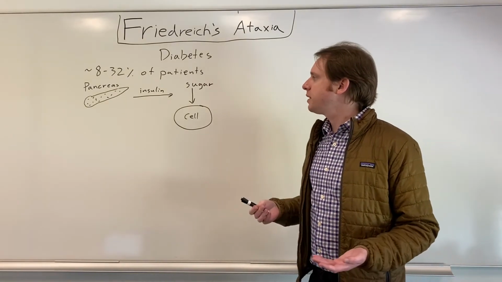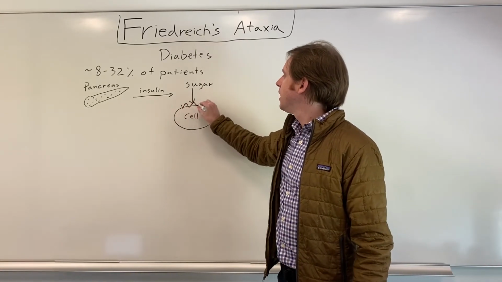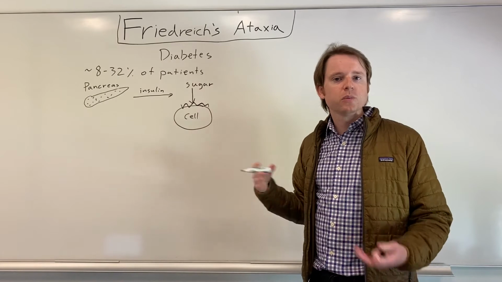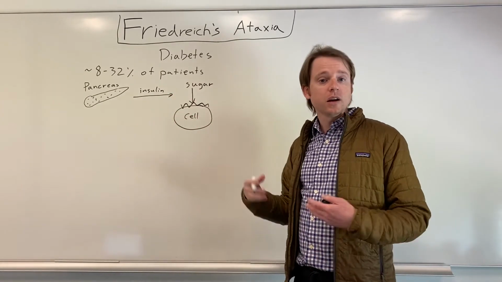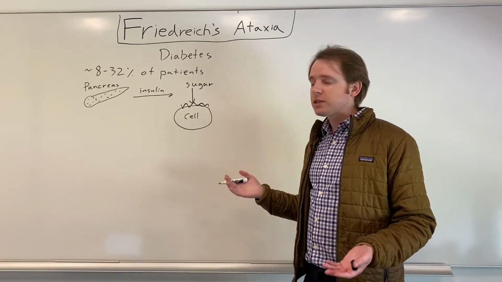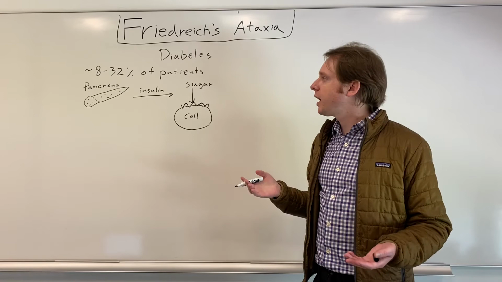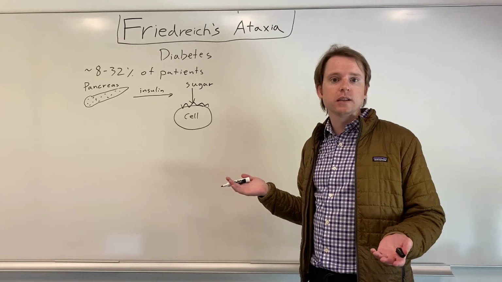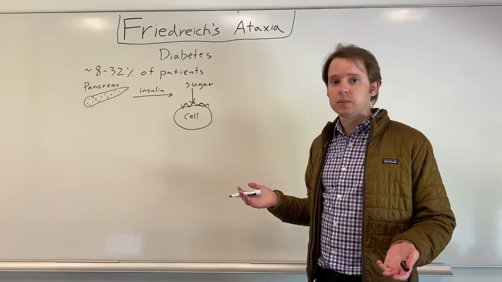There's also some thought that maybe it affects the ability for the cell to recognize that it's supposed to be accepting it. So even if insulin comes and tells the cell, hey, take this sugar in, sometimes the cell might ignore that. As a result, most patients who have this issue do have to take insulin in order to properly maintain the right amount of sugar in their blood.